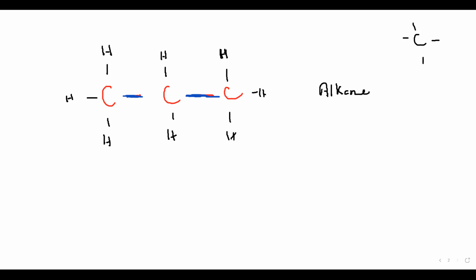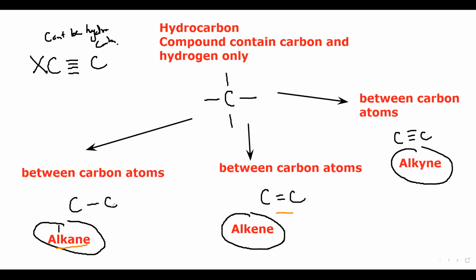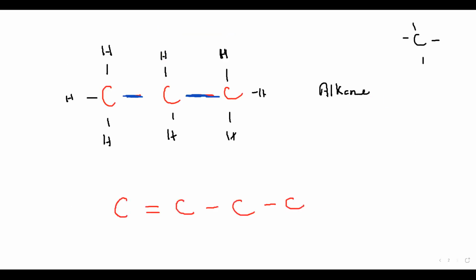Okay. Another example: if I draw C double bonded with C, then C. Now we have to identify the class of this hydrocarbon. How to identify the class of a hydrocarbon? If you find single bonds throughout the structure, it is an alkane. If you find any double bond within the structure, it is an alkene. And if you find any triple bond within the structure, it is an alkyne. So what is the class of this hydrocarbon? Is it alkane, alkene, or alkyne?